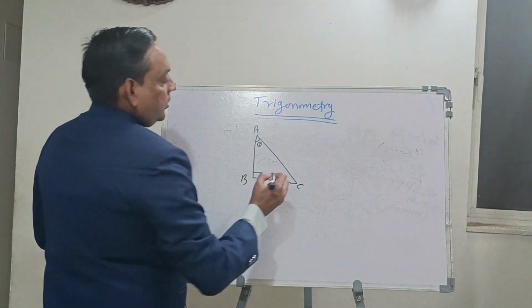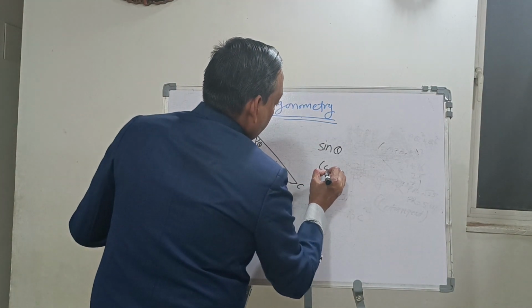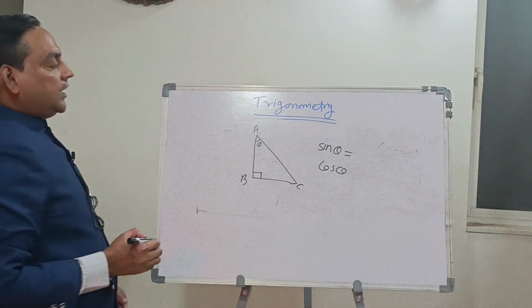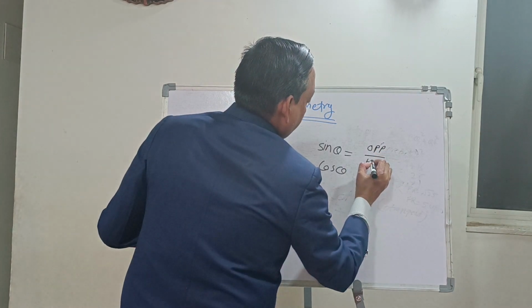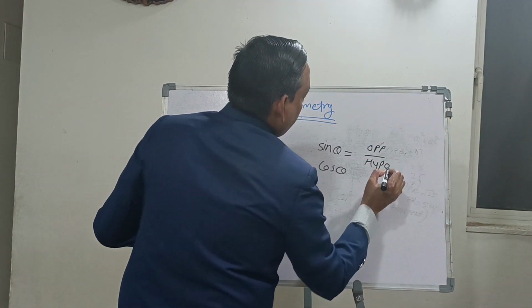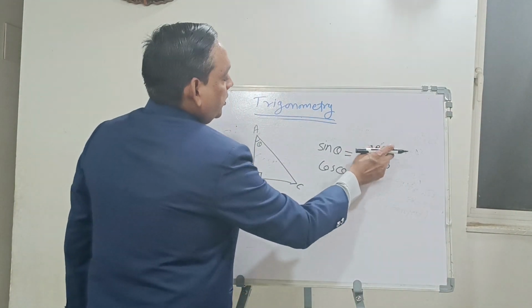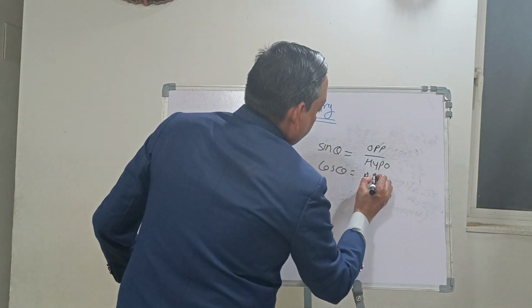Okay, so we have to find sine theta, then cos theta. For sine theta, we have one formula: opposite over hypotenuse. Sine is nothing but opposite upon hypotenuse. Cos is adjacent upon hypotenuse.